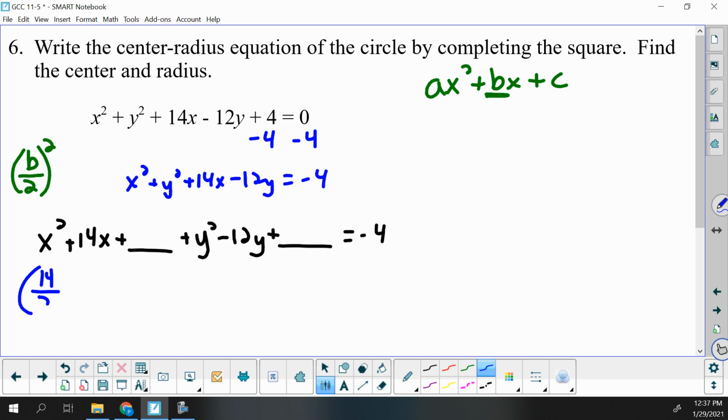So we're going to have 14 divided by 2 squared. Well, 14 divided by 2 is 7. So we're going to end up doing 7 squared. 7 squared is just 49. So we'll put that in the blank. But you can't just add a 49 to a side of an equation. That unbalances the equation. So to keep it balanced, we need to also add 49 over on the right side.